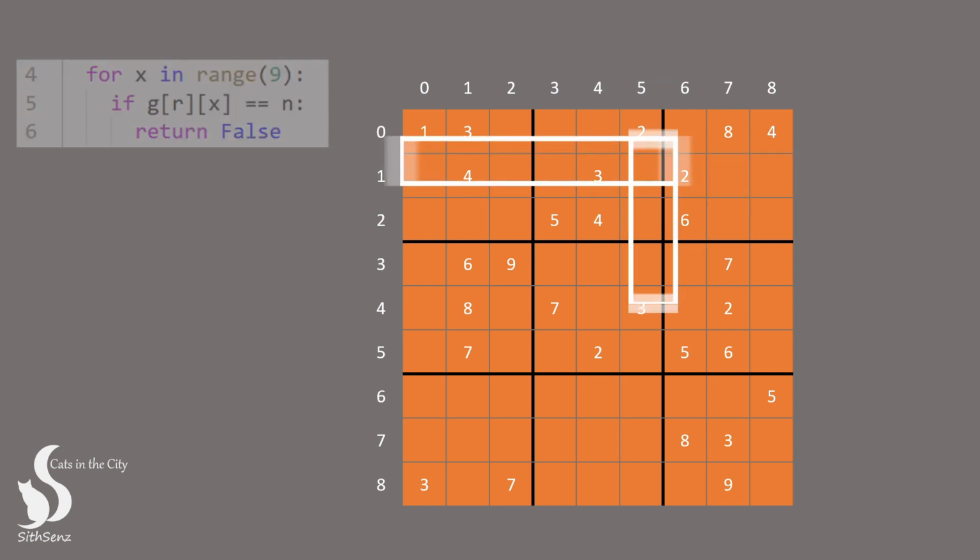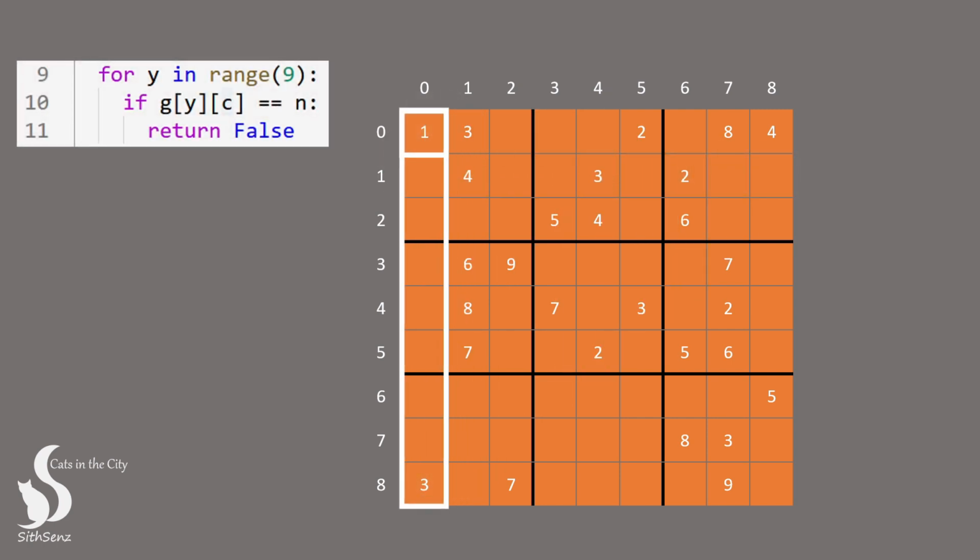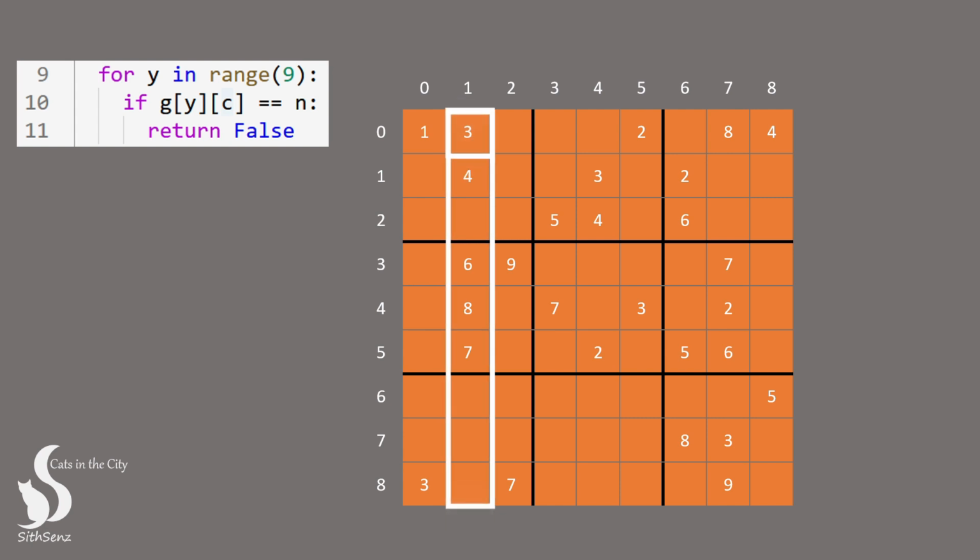Similarly, the next code sentence will perform the same check on column C, Y is the row number and it will progress from 0 to 8. If our program finds the number N in another cell in column C, the function will return false, meaning that number N is not allowed in cell RC. Lastly, if the number N never appears in row R and column C, we'll need to do the final check on the box that cell RC belongs to. To do that, we'll first need to determine which box cell RC belongs to.